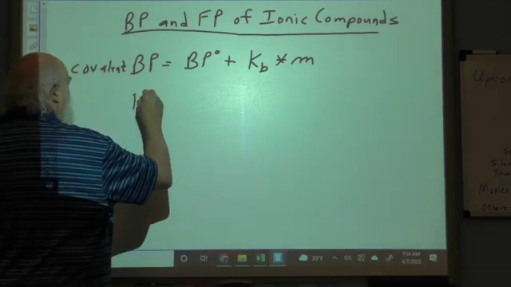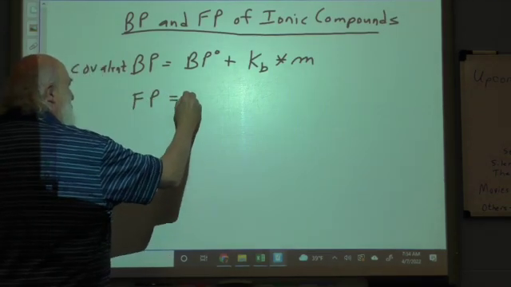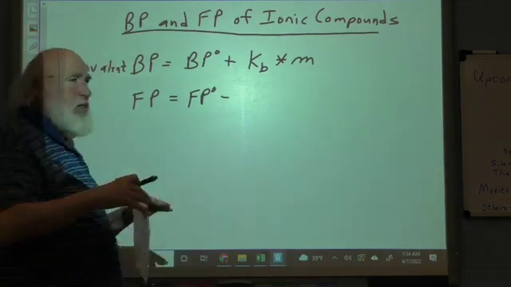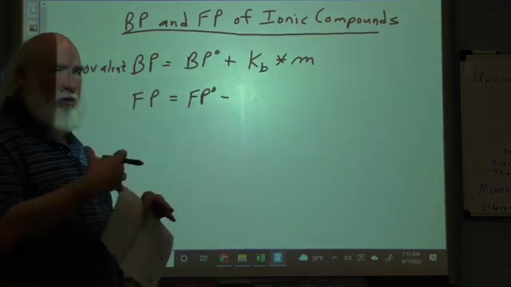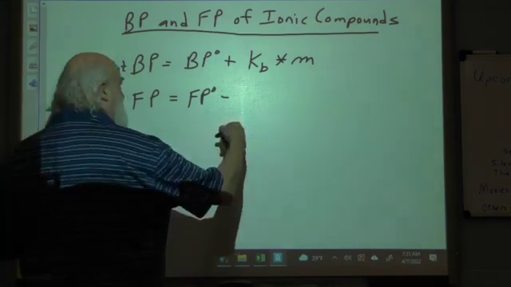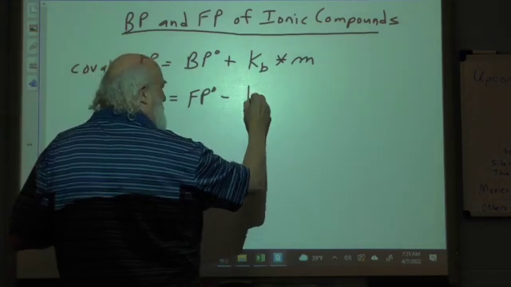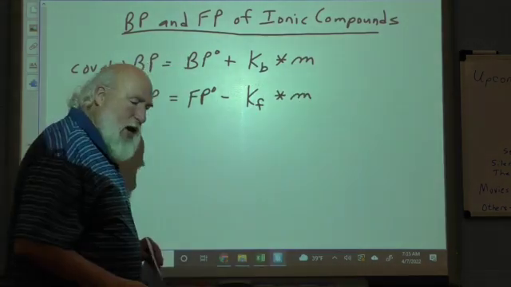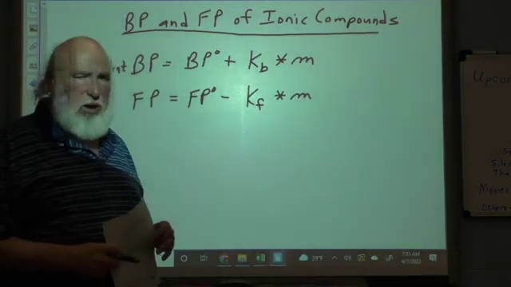And for freezing point with covalent compounds, we start off with the original freezing point and we lose temperature. It's going to take a while for it to adjust itself and get the crystals aligned just right. Instead of using Kb, we're going to use Kf, and again we multiply that by the concentration of the solution.